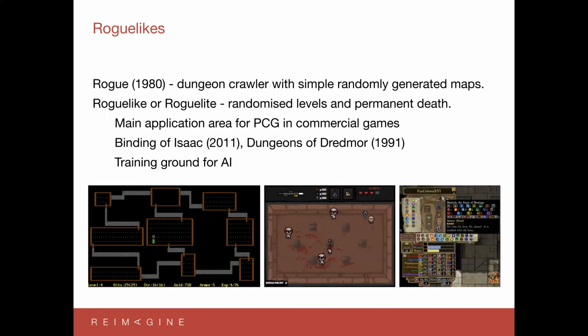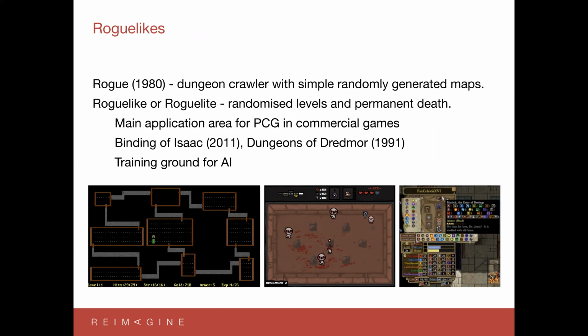Rogue is a classic dungeon crawler from 1980, in which the player explores a simple, randomly generated dungeon, with the game resetting after each player death. Rogue gave rise to the roguelike or roguelite genre of games, which is loosely defined by randomized levels and permanent player death.